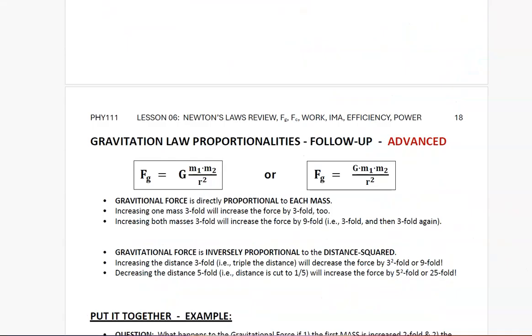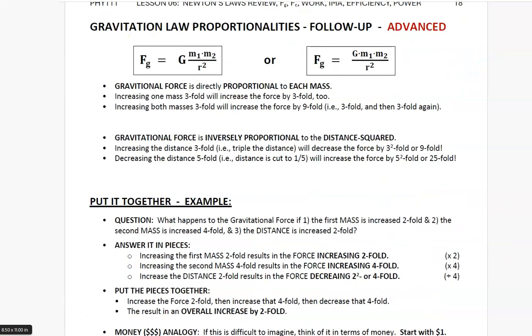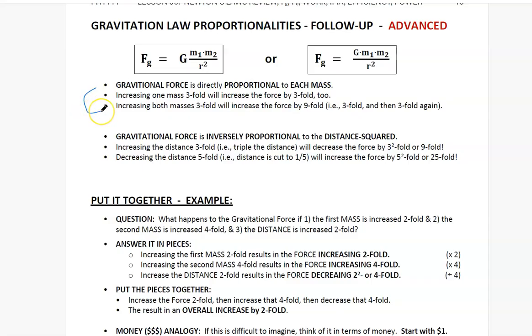So let's just review what we've learned here about gravitational law proportionalities. So we have the formula up here to remind you, and gravitational force is directly proportional to each mass. It's directly proportional to mass 1. It's also directly proportional to mass 2. In these examples right here, you can see that if I increase one mass threefold, the force will increase threefold. If I increase both masses threefold, in other words, I triple the mass of each of them, well, that will triple the force, and then it will triple the force again, which results in a ninefold increase in force.